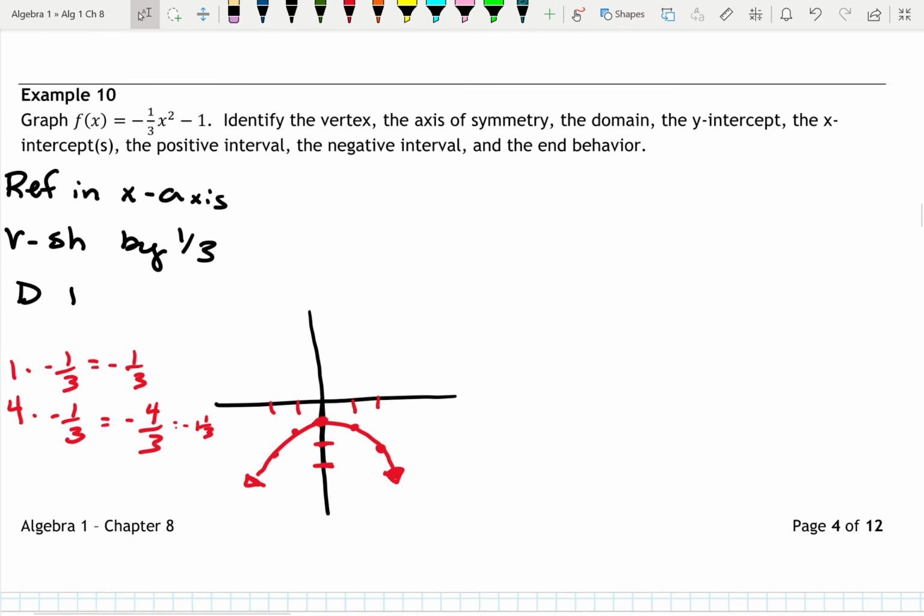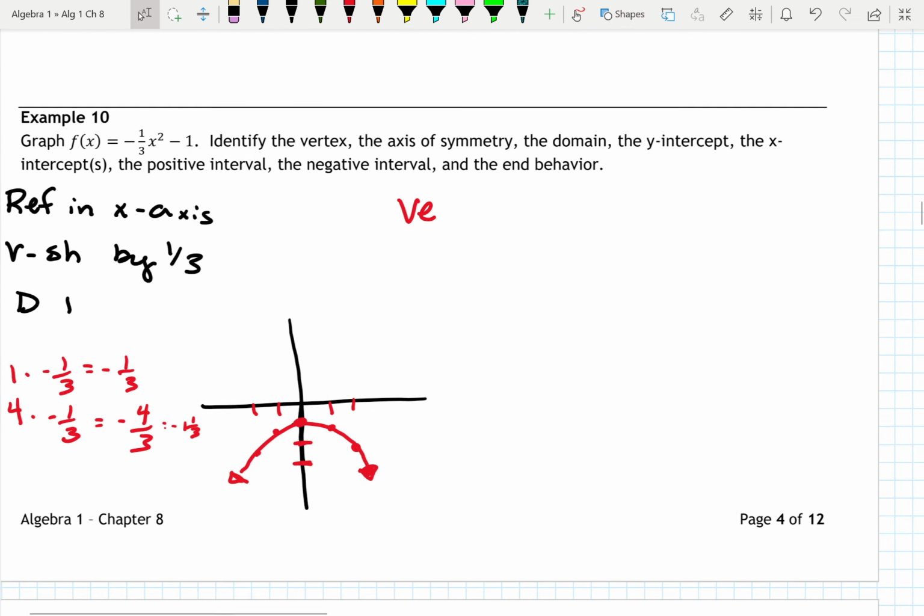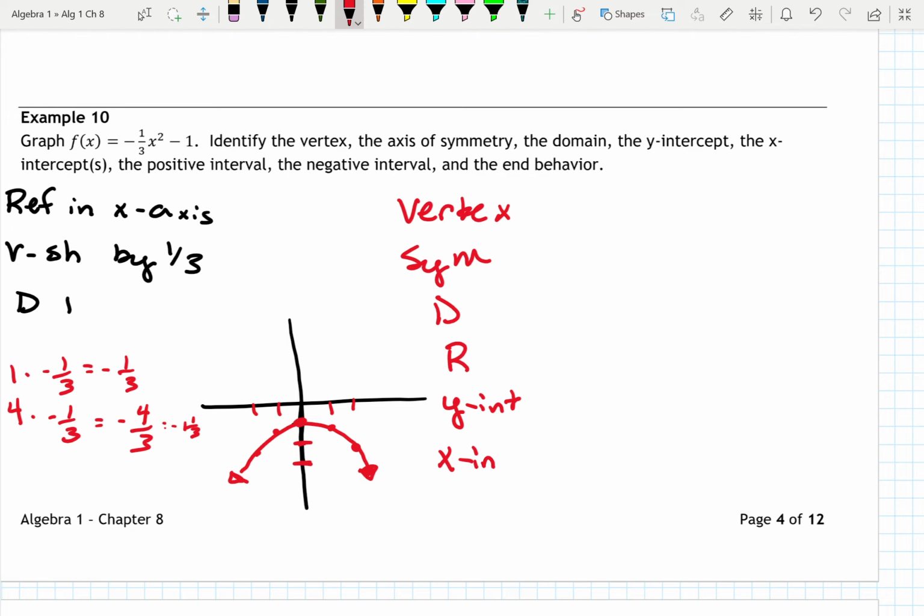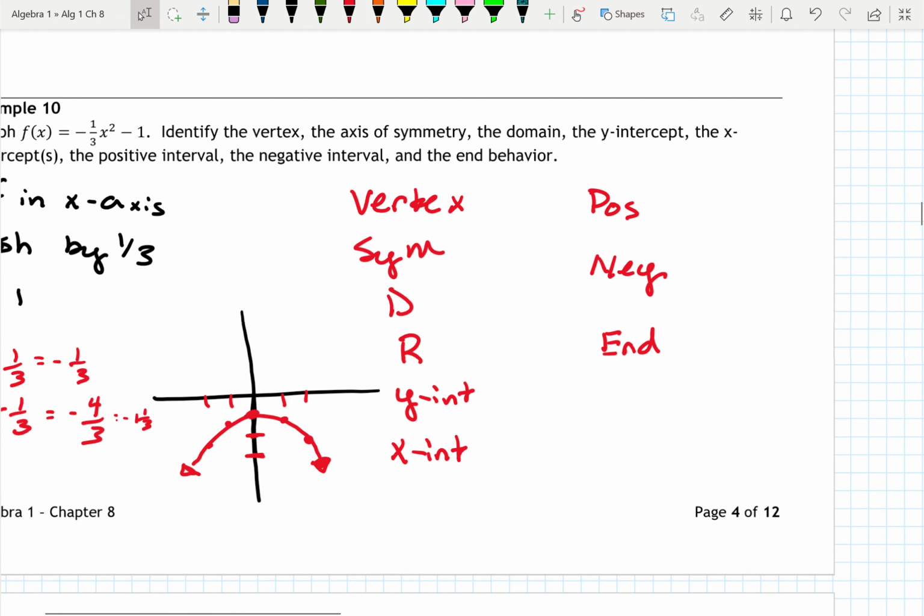Now I'm going to let you guys on your own write down the vertex, the symmetry, the domain, the range, the y-intercept, the x-intercepts, the positive, the negative, and our end behavior. Now as I say that, I realize there's some special things here. I think you guys can do the vertex, the symmetry line, the domain, the range. Let's look at our y-intercept. That's at -1.